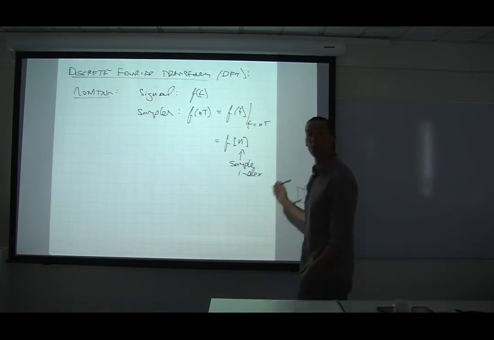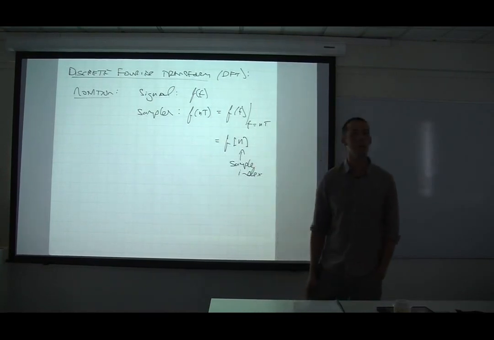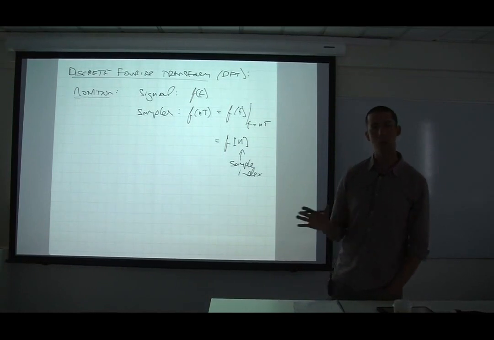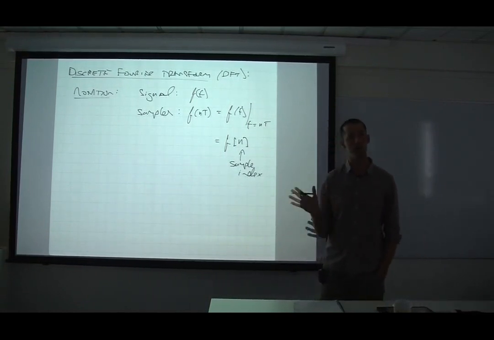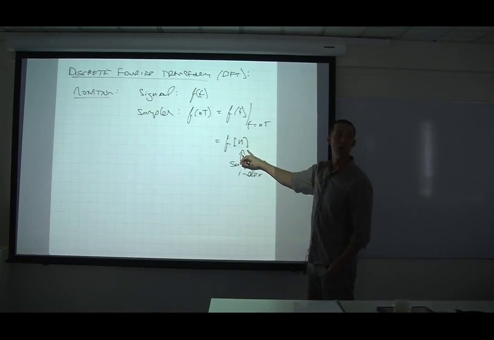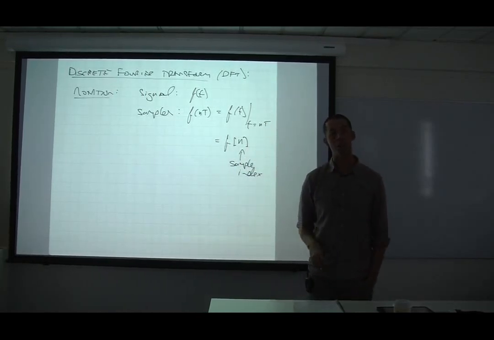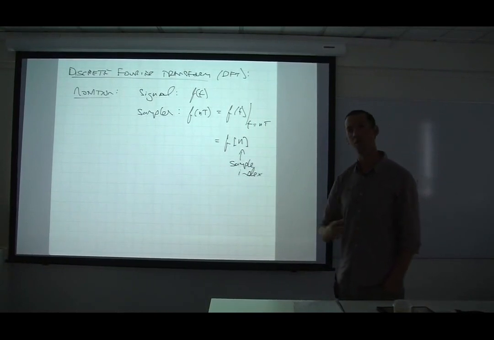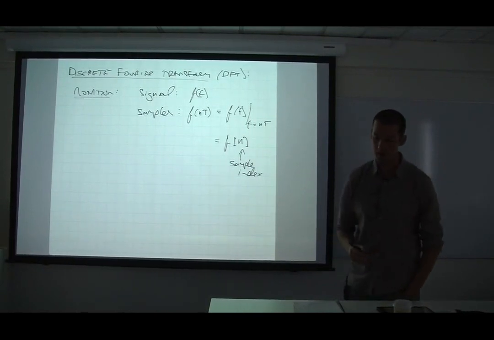Now, different textbooks do it differently, and unfortunately, that's the way the world is. Some people get into conventions of writing things certain ways, and you often have to be a little bit flexible to deal with different textbooks and different ways of writing things. Some use a circular bracket, some use a square bracket. I prefer to use square because that, in my mind, alerts me to the fact that I'm in the digital world. I'm dealing with samples. If you want to use circular brackets, that's also okay. I don't mind.